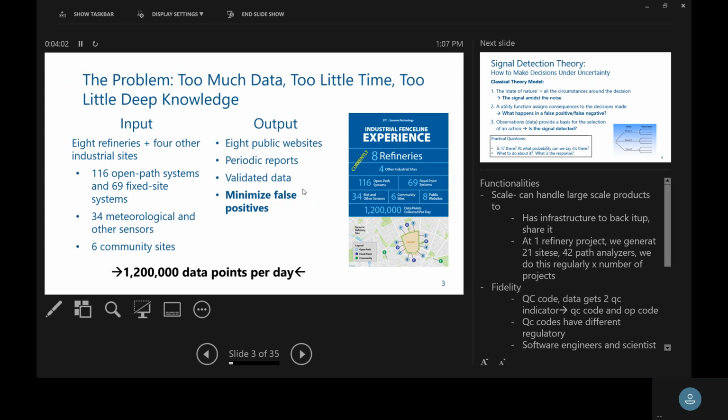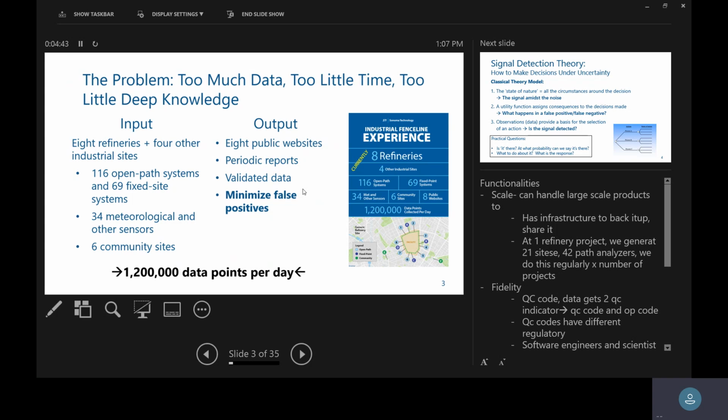Over here, this is what we're currently doing at Sonoma Tech. We have 8 refineries or other industrial sites, 100 open path systems, a bunch of other sensors, including some Picarros, I don't know how many exactly, but essentially we have a lot of data coming in, 1.2 million data points per day. How do you manage all that data without going crazy? All these inputs and the outputs are to 8 public websites. All the refineries are in California, and they're required under the regulations there to have public websites. So output was into those websites on a 5-minute basis.